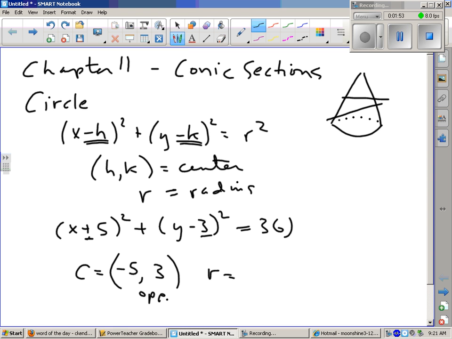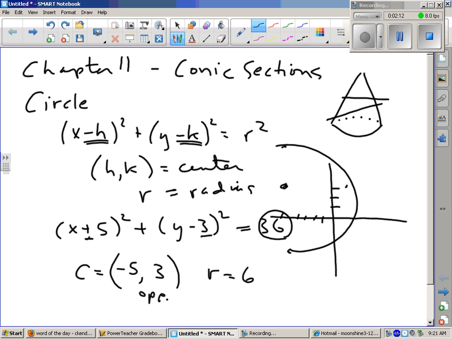Radius, this is r squared, so the radius would be 6. So drawing this, I would go negative 5, 1, 2, 3, 4, 5, and up 3. And then I would go 6 in every direction, so I'd be out here, up here, out here, and down here. So that would be the circle. That's not a bad circle. A little off center, but I'm kind of proud of that.